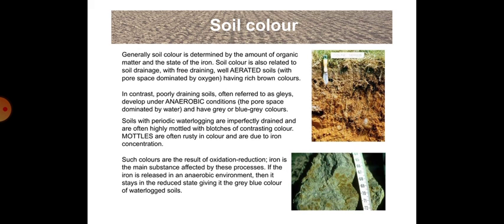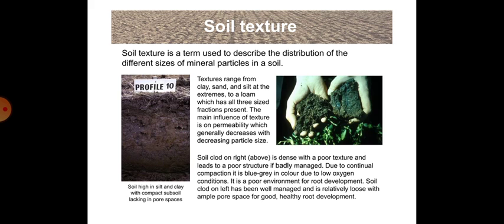Soils with periodic waterlogging are imperfectly drained and are often highly mottled with blotches of contrasting color. Mottles are often rusty in color and are due to iron concentration. Such colors are the result of oxidation and reduction. Iron is the main substance affected by these processes. If the iron is released in an anaerobic environment, then it stays in the reduced state, giving it the gray-blue color of waterlogged soils.